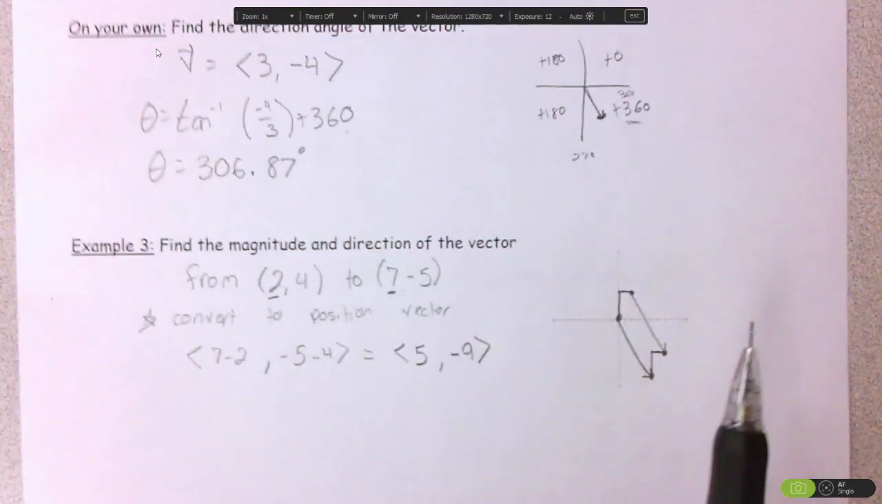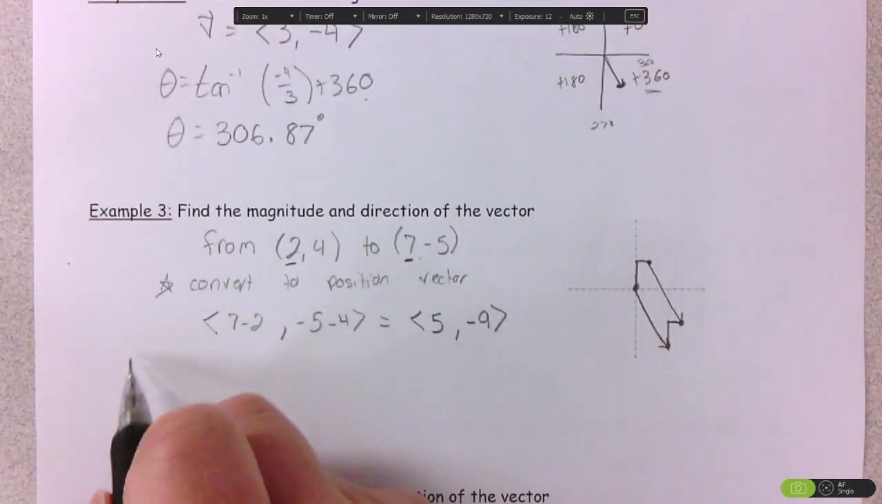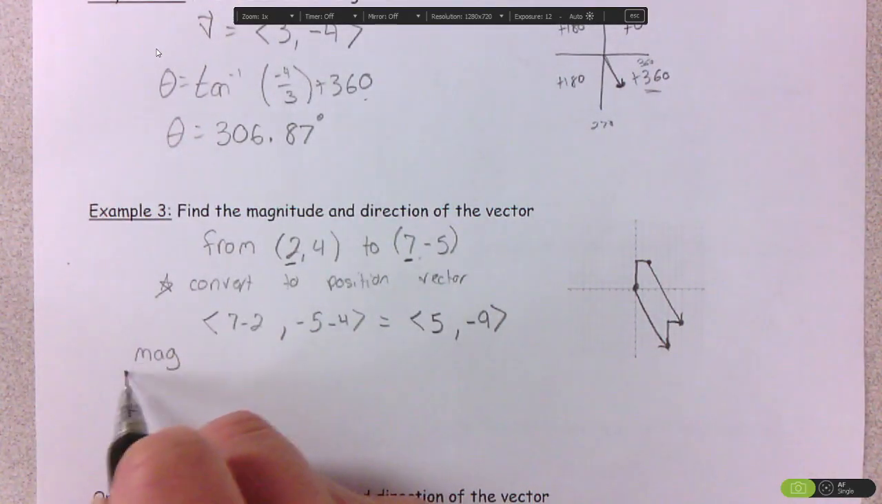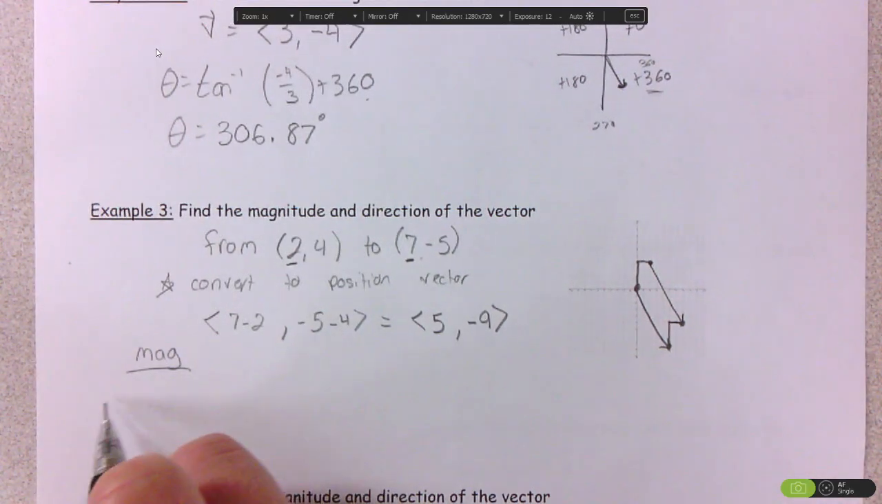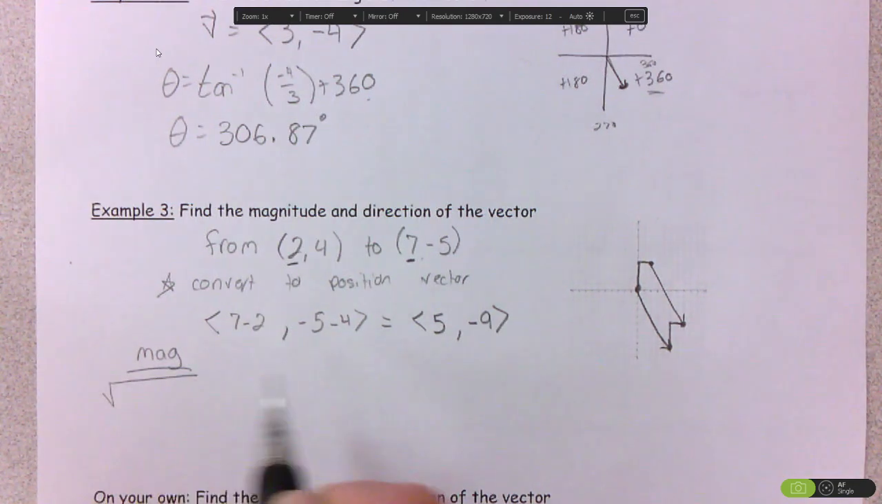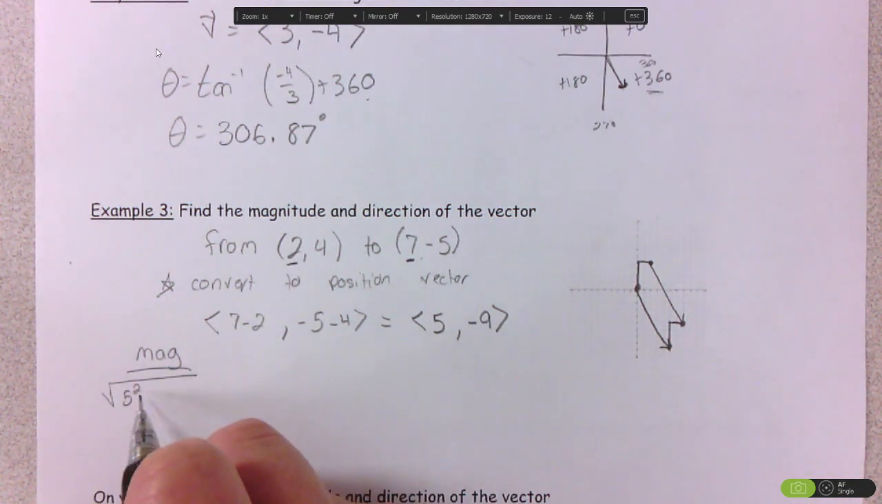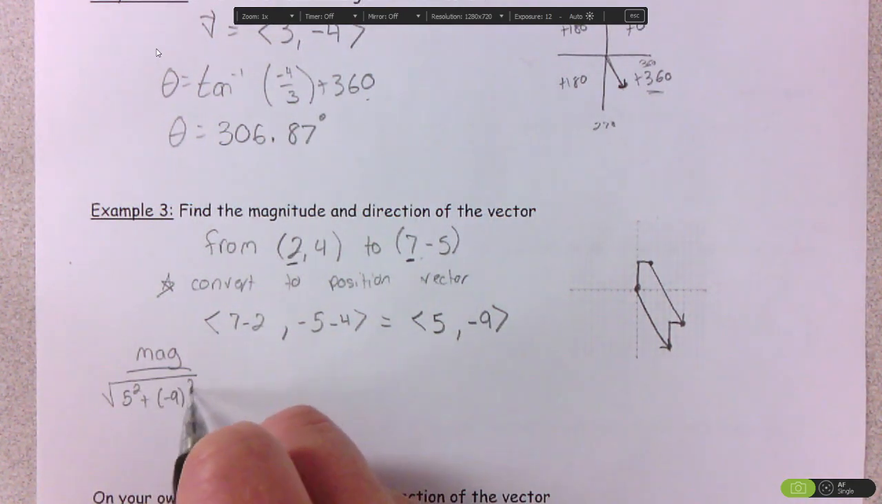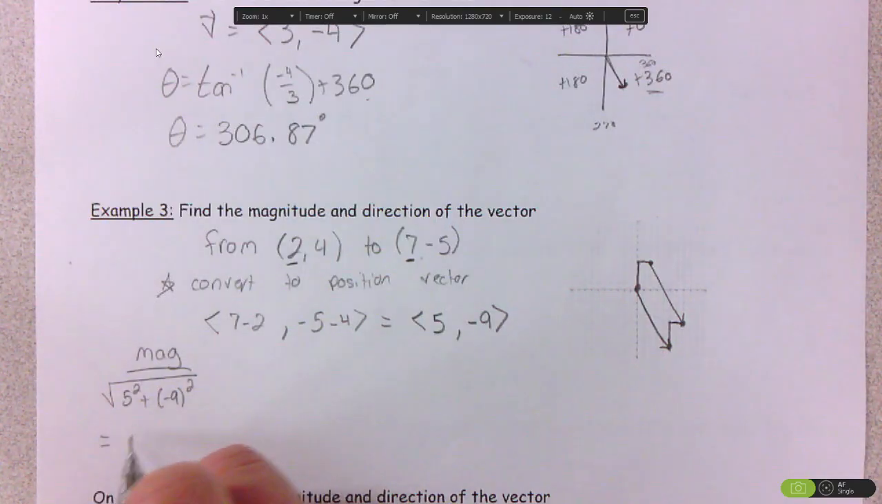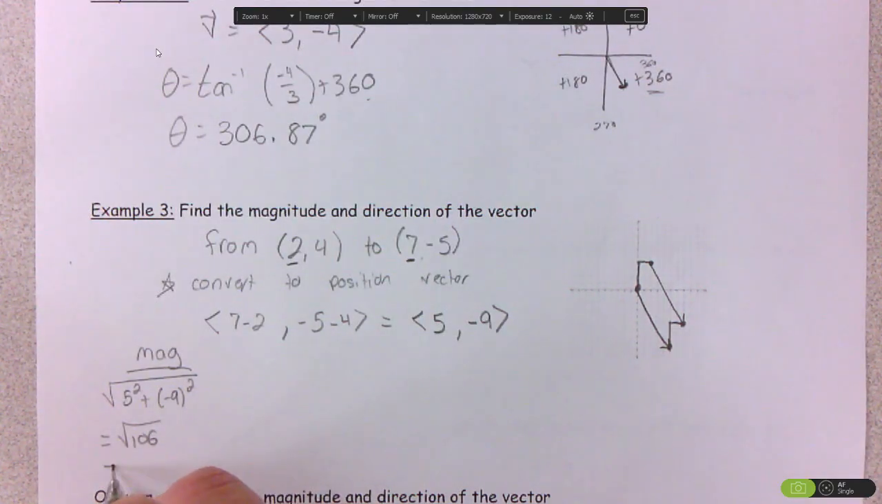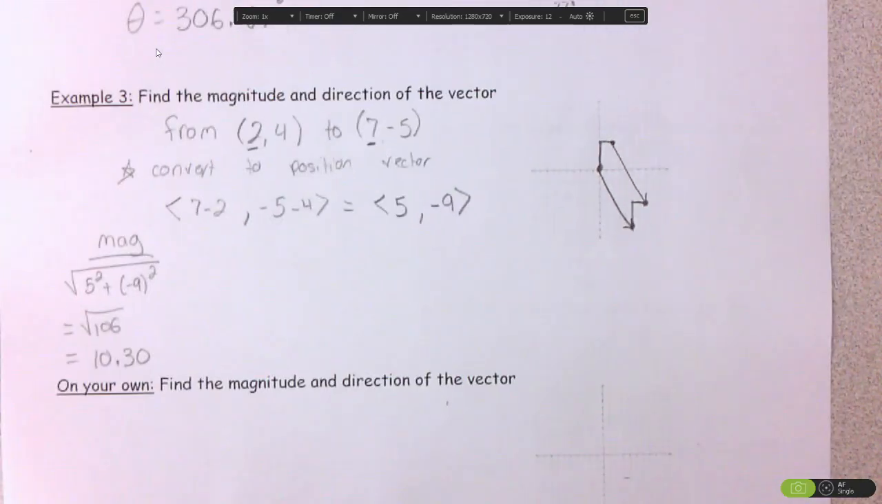Okay, and then we can find the magnitude and the direction. If I'm finding the magnitude, that's just my formula. So it's the square root of 5 squared plus negative 9 squared, which equals the square root of 106, which is 10.30. We type that in the calculator.